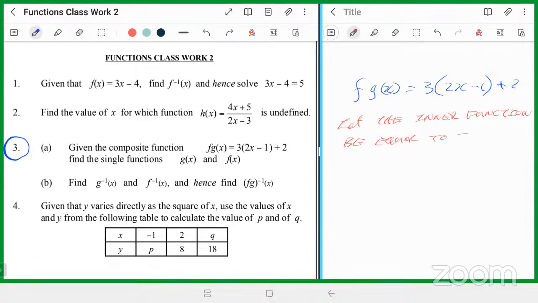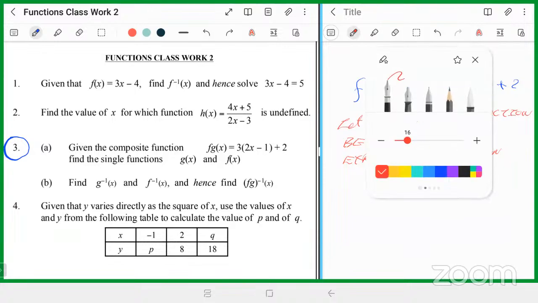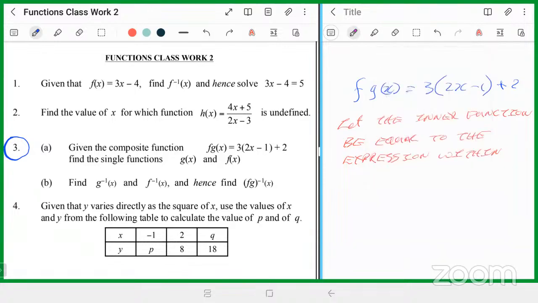Let the inner function be equal to the expression within. Firstly, the inner function is the g of x.